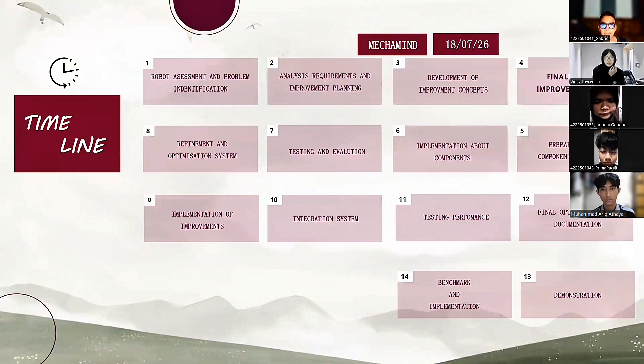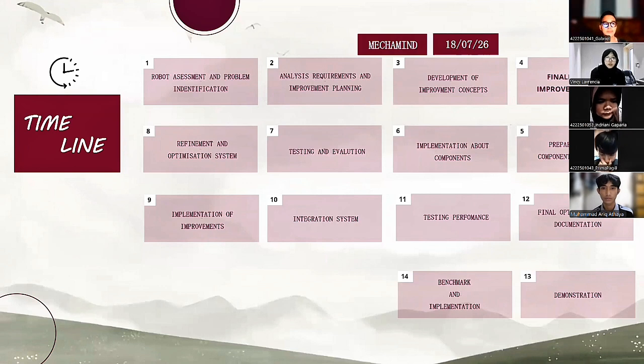Okay, next we have the timeline. On the first week, we did the robot assessment and problem identification. On the second week, we analyzed the requirements and improvement planning. On the third week, we developed the improvement concepts. On the fourth week, we did a finalization of improvement design. On the fifth week, we prepared the components and tools. On the sixth week, we did implementation of components. On the seventh week, we did the testing and evaluation.